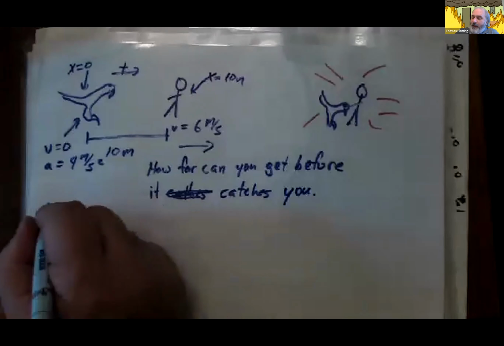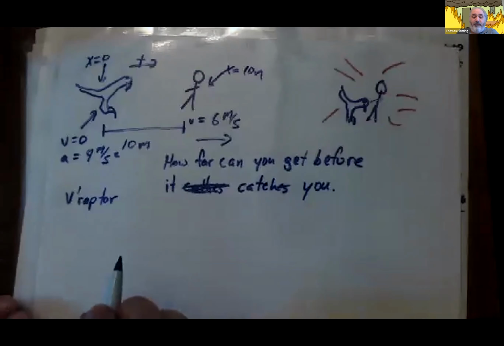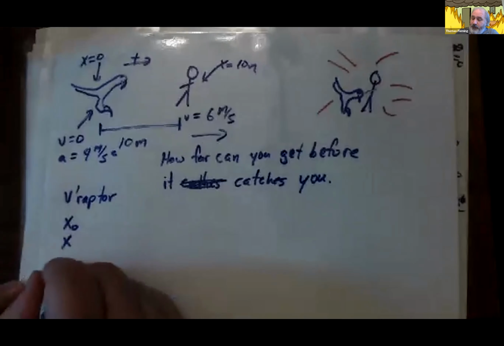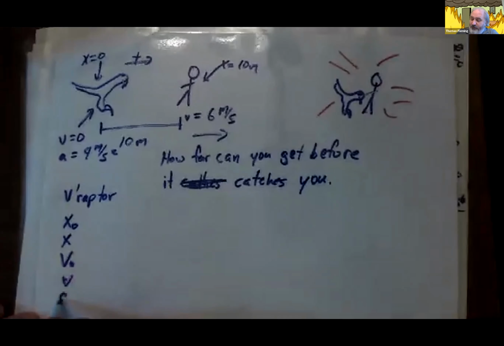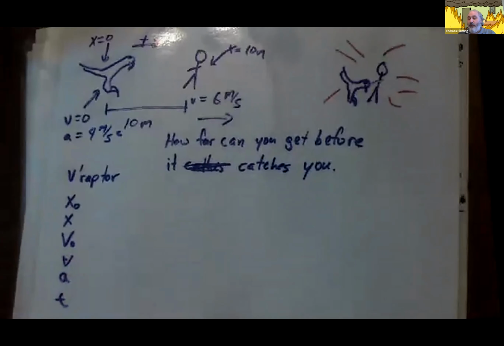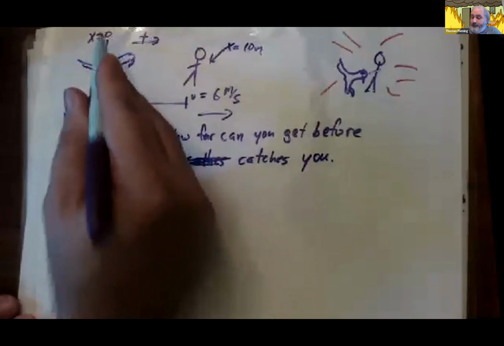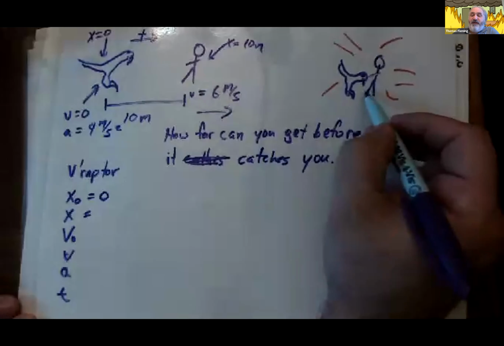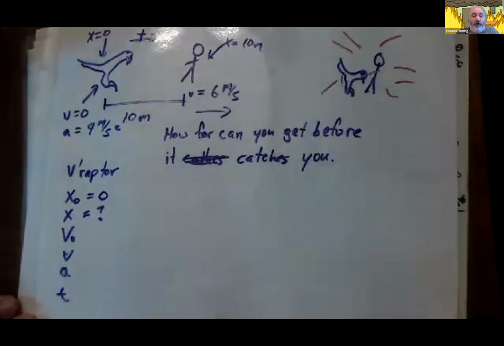So if I do the Velociraptor inventory, I've got 6 things to keep track of: where he starts, where he finishes, his original velocity, his final velocity, his acceleration, and the time that elapses between point A and point B. Now, for the Velociraptor, where he starts, his initial position is x equals 0. Now, his final position is wherever he is when he eventually catches you. And I'm not really sure how far away this is. So x final is unknown.